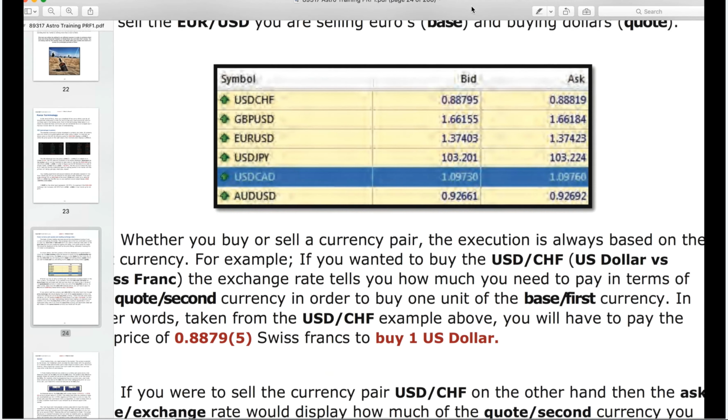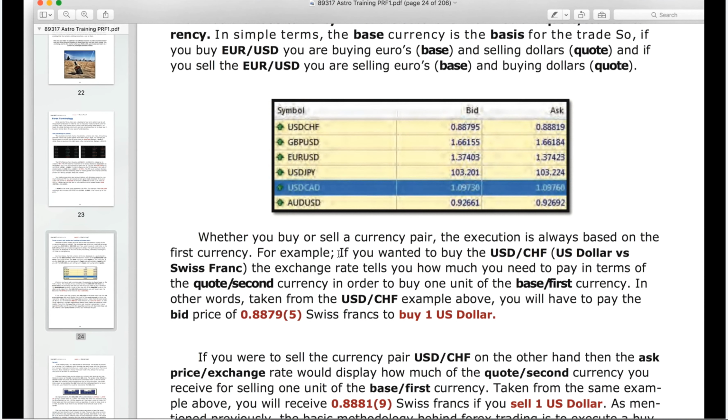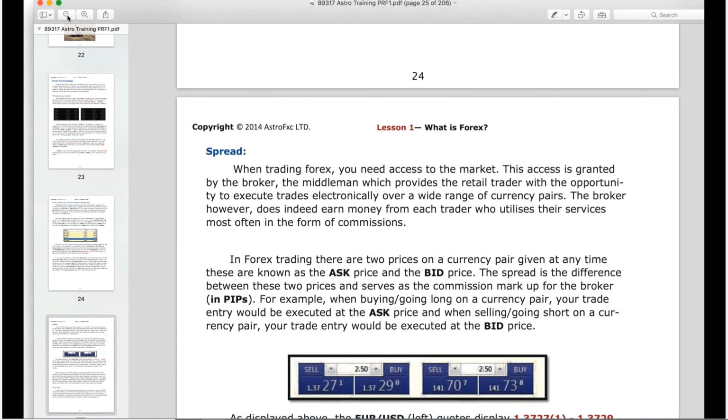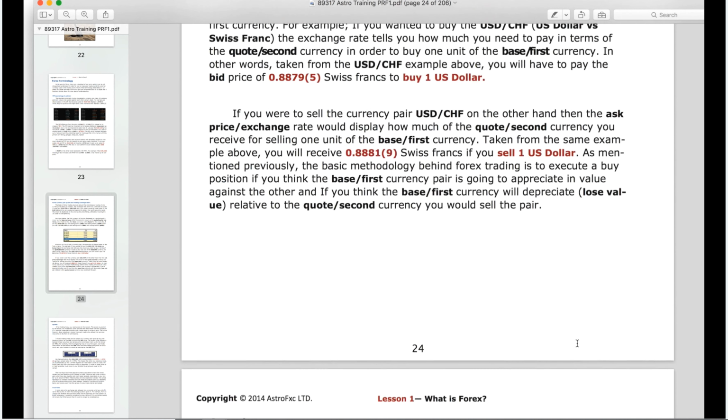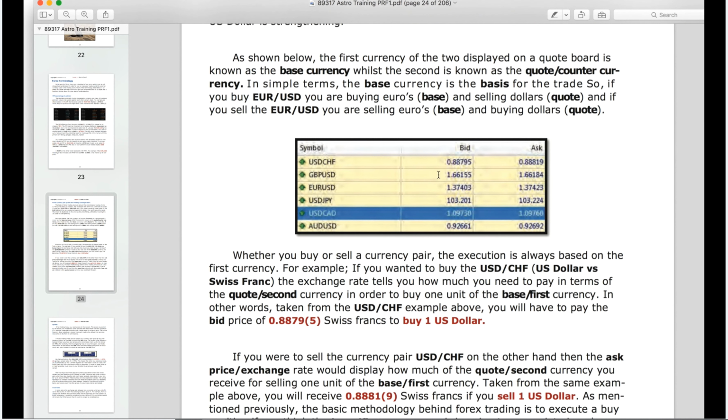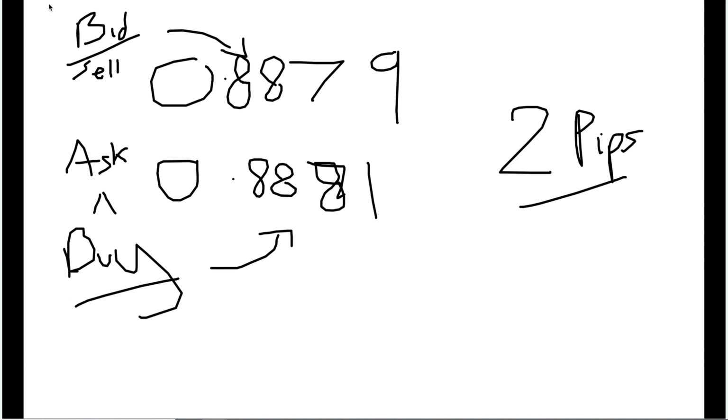Okay, the spread. What I will say about the spread, all of this is in the book as well for you to refer back to. So here we go, spread. It's got the bid, the ask, the spread, and you can see the different examples. So GBP USD, 1.6615, 1.6618. That's a 3 pip spread. Spreads are the broker's commission to enter a trade.